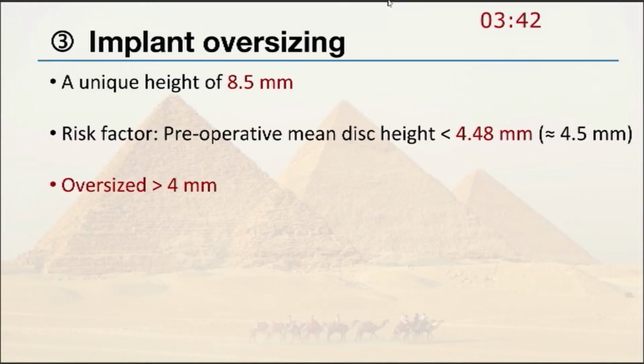Regarding implant oversizing, since the disc has a fixed height of 8.5 millimeters, we found the incidence of implant subsidence was higher in patients with a preoperative mean disc height of less than around 4.5 millimeters. So our study concluded that oversized prosthetic discs, causing an increase of more than 4 millimeters in the preoperative mean disc height, were linked to a higher rate of implant subsidence.